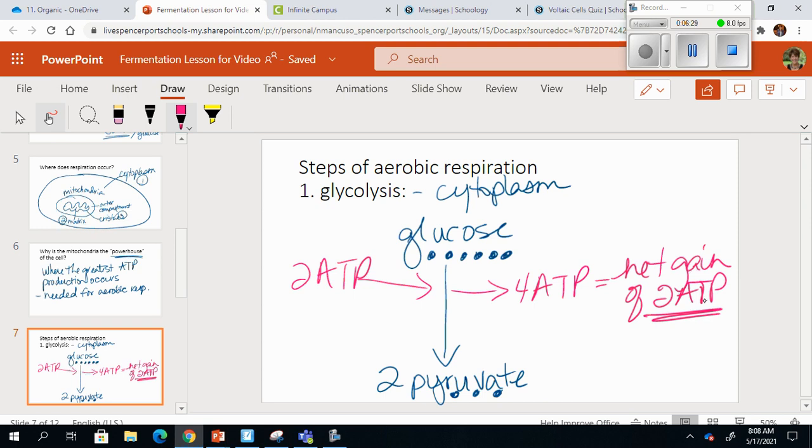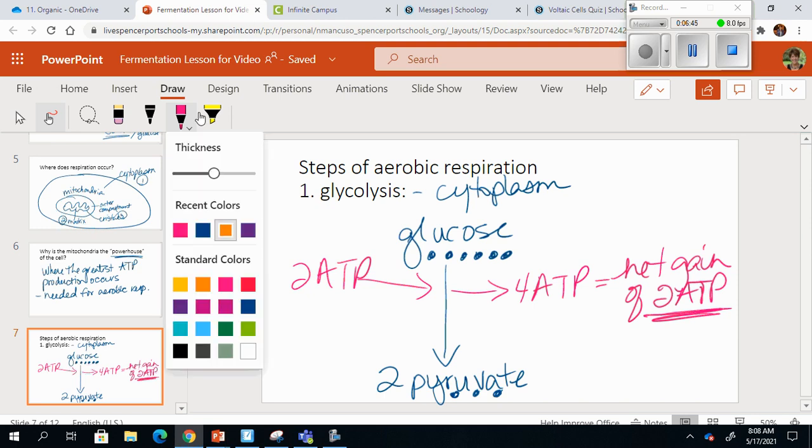And how do we get those 2 ATP? From breaking glucose in half. So by breaking glucose in half, you release a little bit of energy, and that's the 2 ATP. And that's what something like bacteria could survive on, just doing this step over and over and over again.